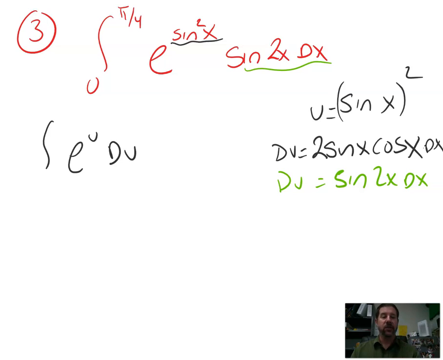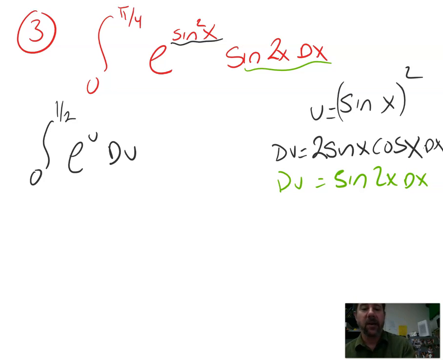I just need to change my limits now, again in terms of u. Sine of 0 is 0, 0 squared is 0 still, so that one didn't change. Sine of pi over 4 is root 2 over 2. Root 2 over 2 squared is 2/4 or 1/2. All right? But always make sure if you're going in terms of u, change your limits. I can't stress that enough today. That's the biggest thing we got to be careful of.